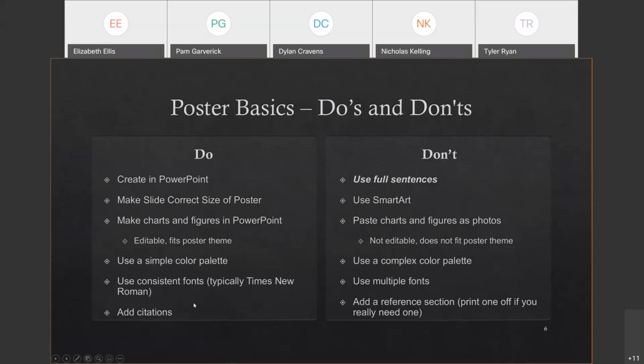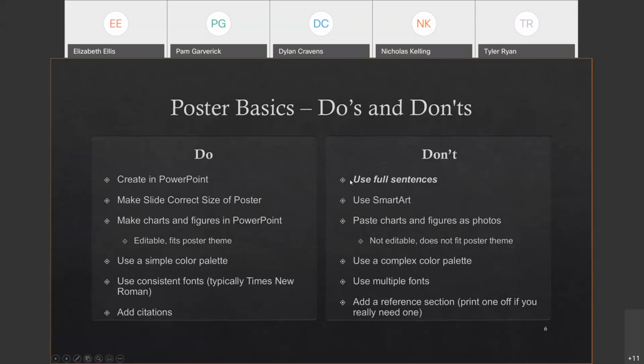Use consistent fonts, so typically that's going to be your Times New Roman. Now, if you wanted your headers to be one font and the text to be a different font, that's within the realm of using consistent fonts. And then make sure you add your citations. That is important.